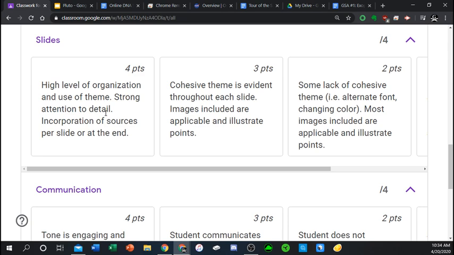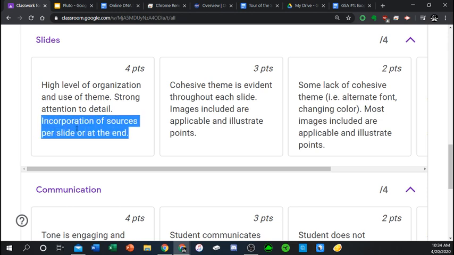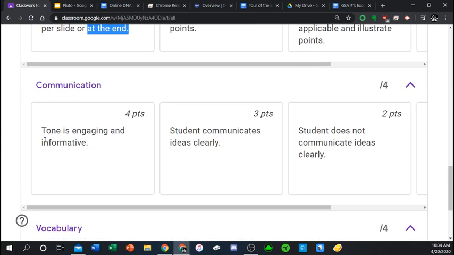No memes. Incorporation of sources per slide or at the end. So then also, to get 4 out of 4 points, make sure your sources are linked on each slide that you use them for, or make a final slide at the end with all your links on them. A works cited.